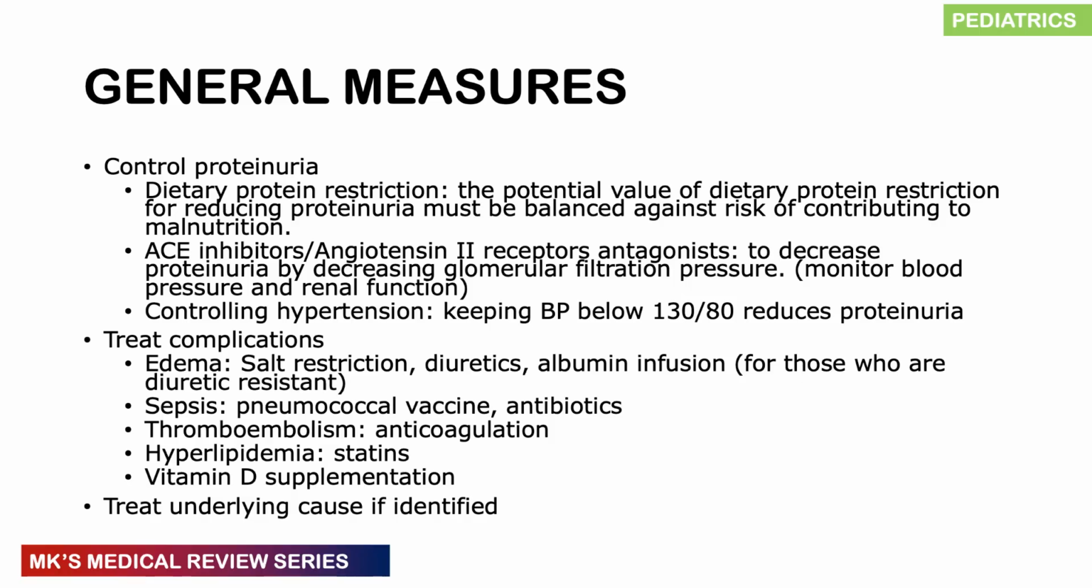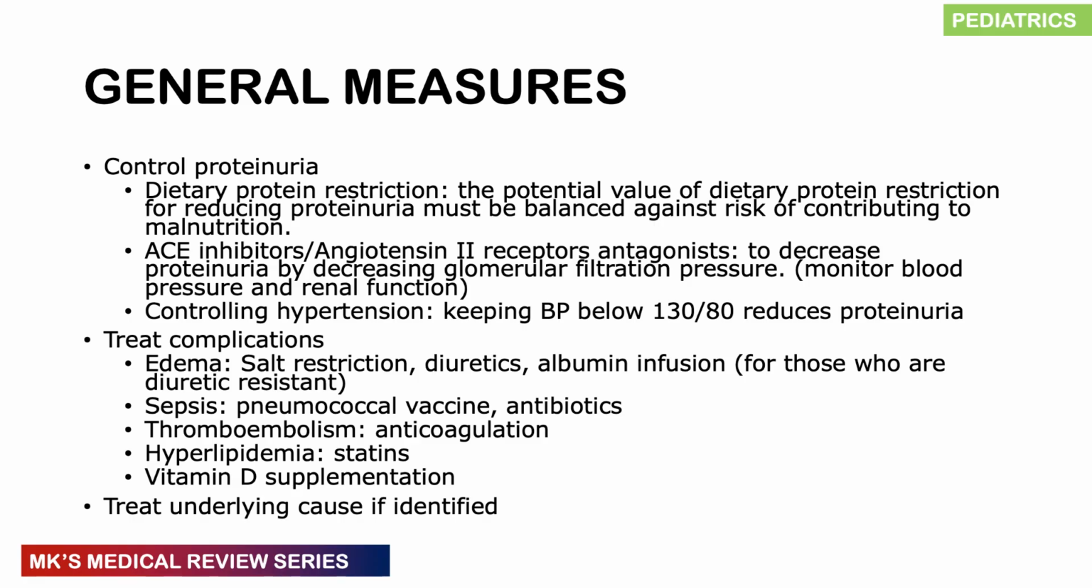There are blood pressure charts that you should look at. Then you want to treat the complications. So if there's any edema, salt restriction, give them some diuretics. For those that are resistant to the diuretics, you may consider giving them an albumin infusion. If they have sepsis, remember, these are patients ideally that you want to cover with the pneumococcal vaccine. Cover them on antibiotics, get your appropriate cultures.